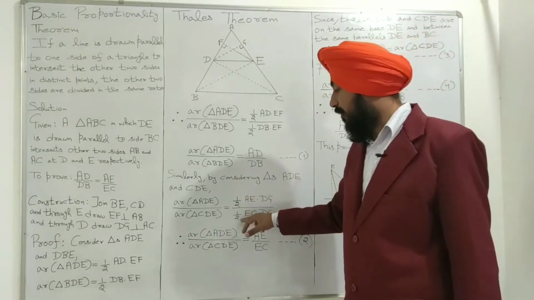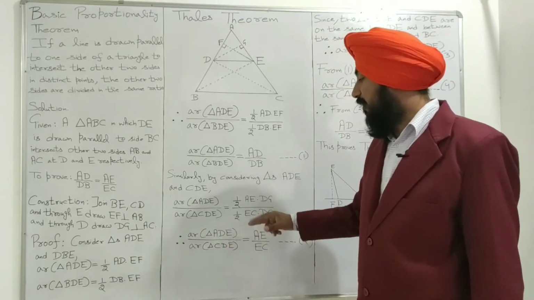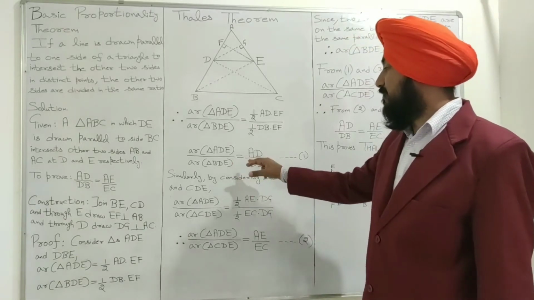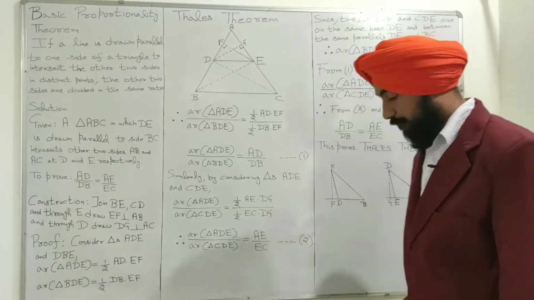So 1 by 2 will be cut with this 1 by 2 and DG will be cut with this DG. Okay. Now area of triangle ADE upon area of triangle CDE is equal to AE upon EC. Students, name this equation as equation number 1 and name this equation as equation number 2.